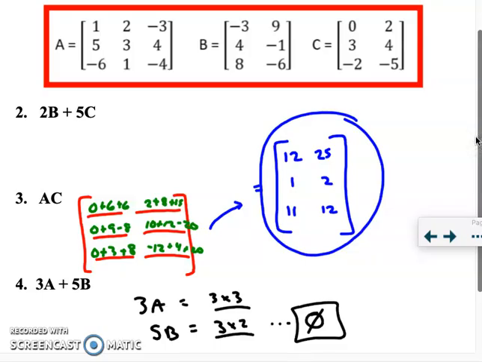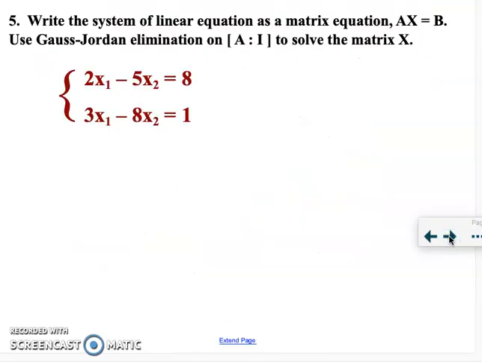All right, so remember, in order to add matrices, you have to have the exact same order. In order to multiply matrices, the number of columns of the first must equal the number of rows of the second. All right, so last problem we want to take a look at. This is to write the system of linear equations as a matrix, AX equals B. So this is going right along the lines of what we did in class today.